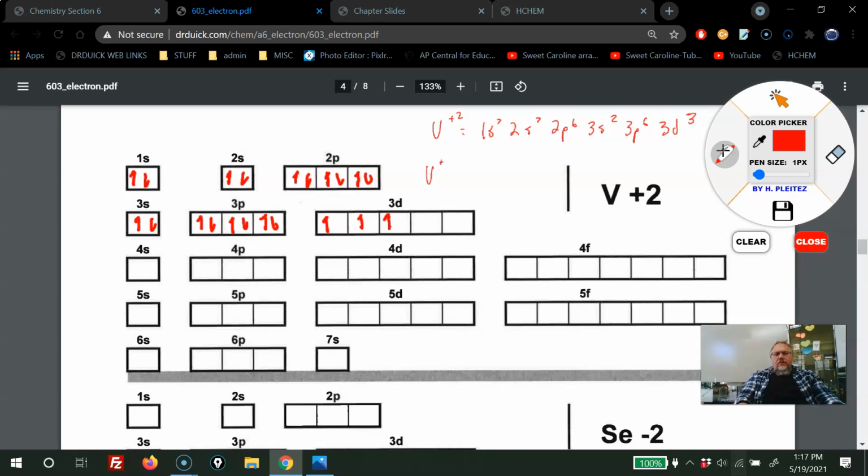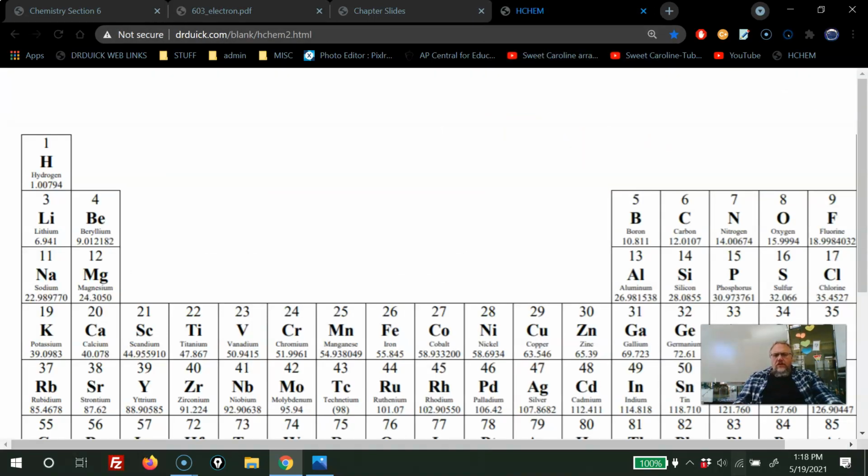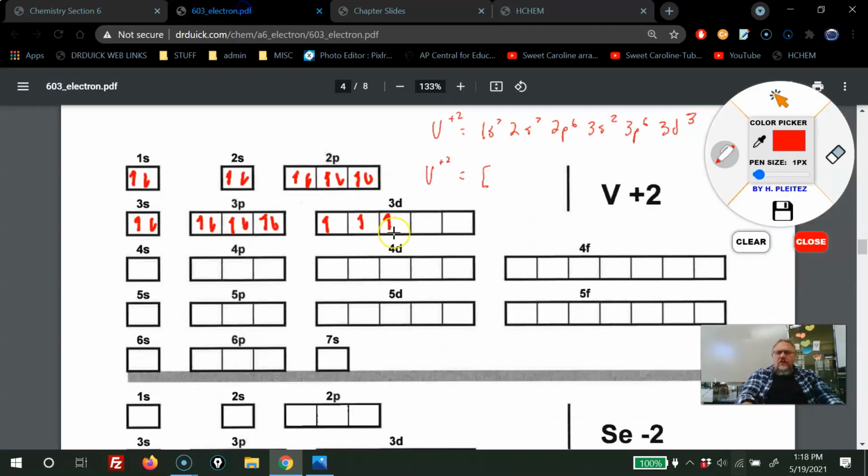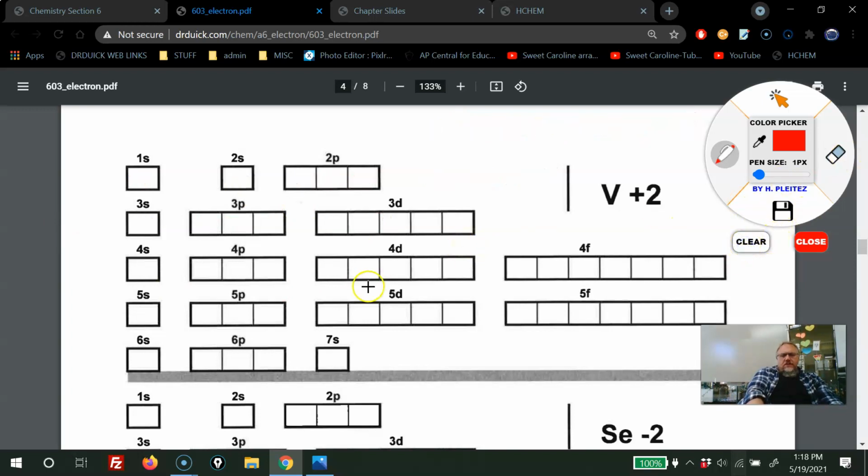Or you can say vanadium plus 2 equals, this takes us all the way up to what gas? All the way over here. All the way up to argon, once again. So I'm going to call it argon, 3d3. That's what it would look like. So at this point, it's just more or less practicing to see what you're going to end up with. Okay? And it kind of makes sense.